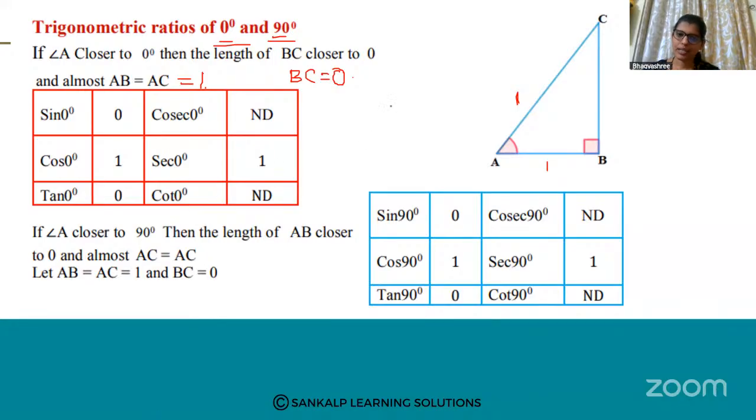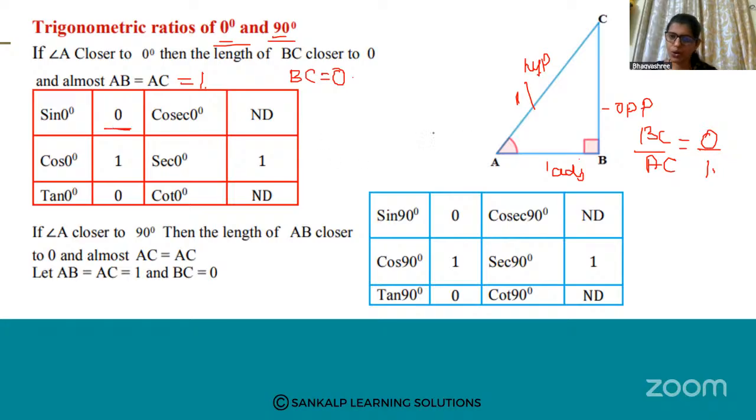Sin 0 degree, that is sin, which is opposite divided by hypotenuse, and adjacent side, right? Opposite divided by hypotenuse, BC divided by AC. BC is equal to 0, AC is equal to 1. That means 0 divided by 1 is 0.